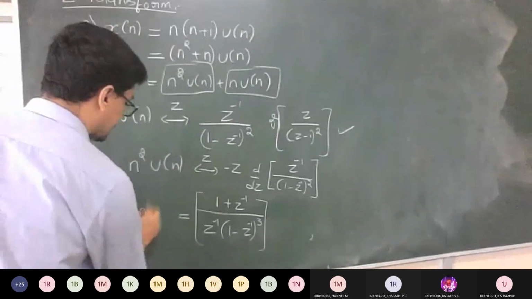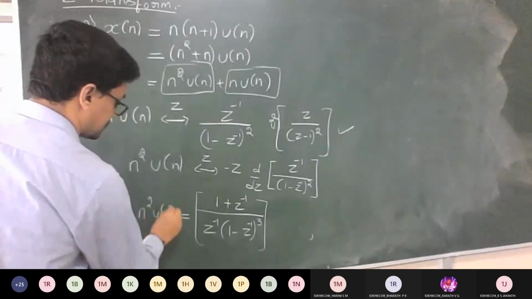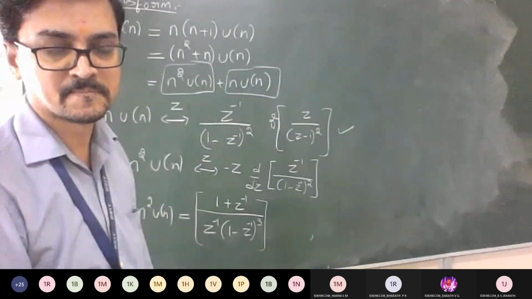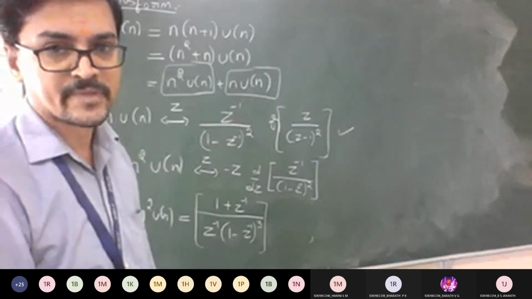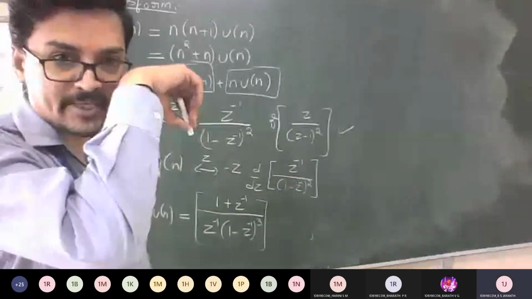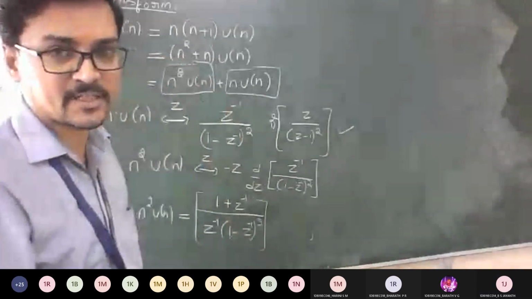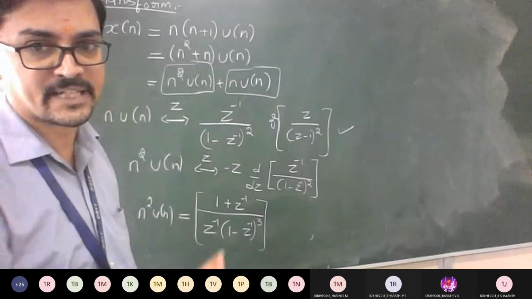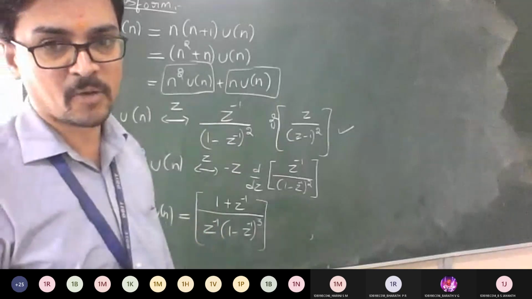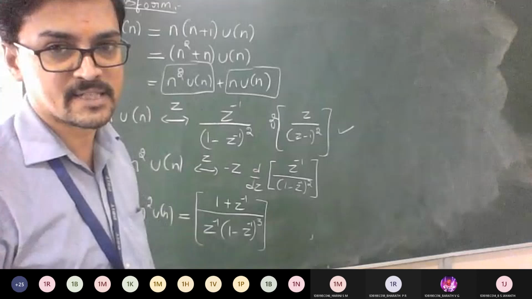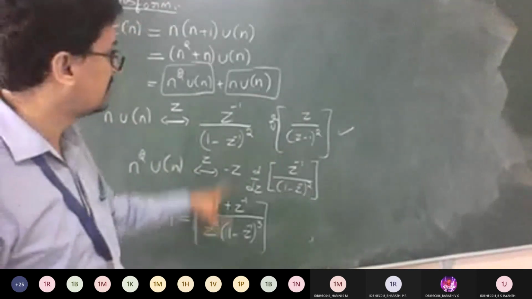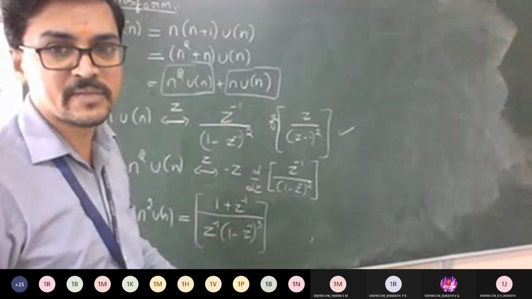I hope everyone got till this step. I hope the things are clear till here, everyone. You just need to remember the property. Which property you need to incorporate? If you remember, the problems will become easier for you. I hope by this time you got some idea how the property problems will occur in Z transform. So now we got the individual answers for n square u of n and u of n. Don't end the problem here itself.